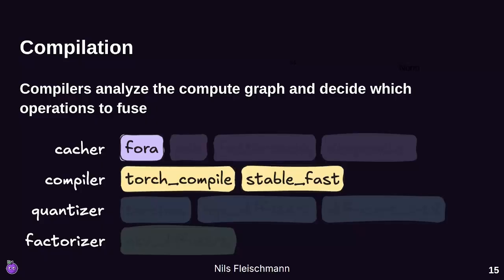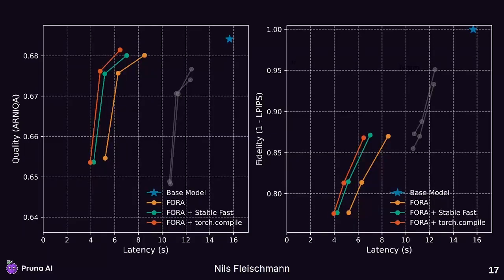In Pruna, we don't only have Torch Compile, we also have Stable Fast as a compiler. It's just a different way of doing it. I think Stable Fast works very well for stable diffusion pipelines. And yeah, so let's see how applying Torch Compile and Stable Fast on top of this Fora cache affects our output.